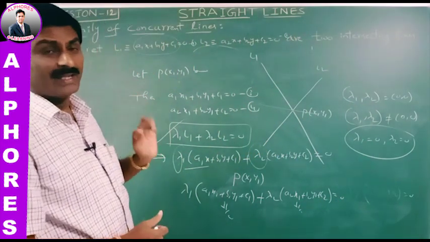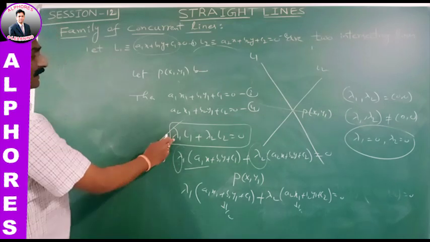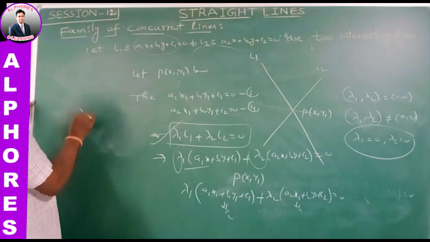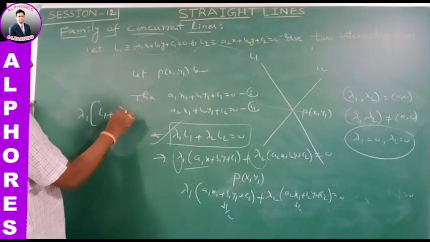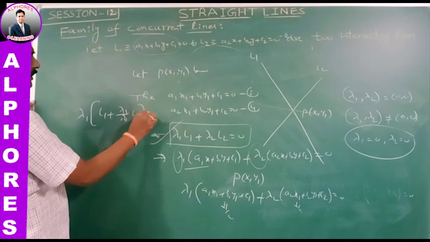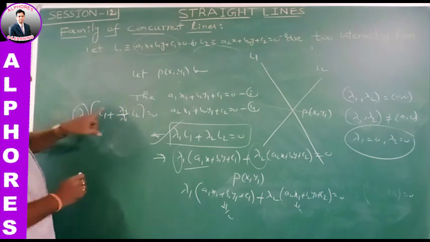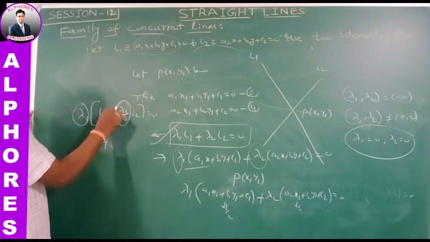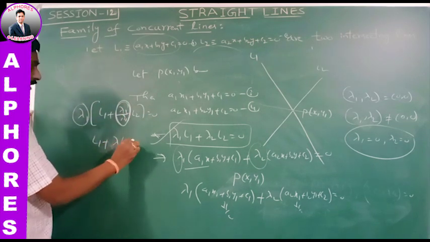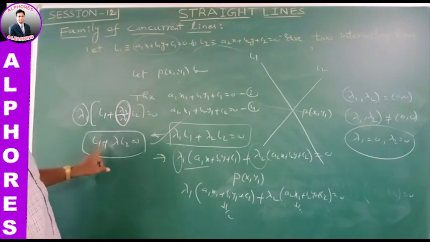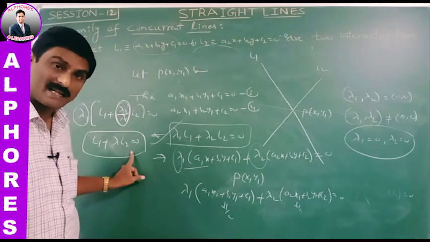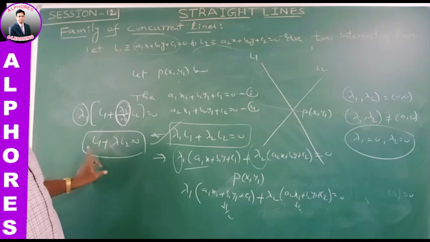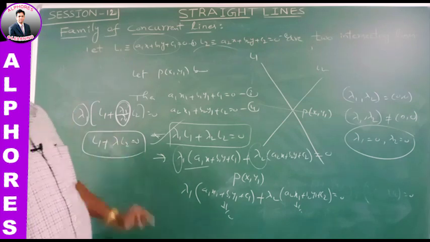Please observe this value. At the same time, this equation can be reduced in this way: lambda 1 of L1 plus lambda 2 by lambda 1 into L2 is equal to 0. Move this value to RHS, 0 by lambda 1 is equal to 0. That means L1 plus, taking this as a single parameter lambda, L2 is equal to 0. The equation L1 plus lambda L2 is equal to 0 always represents a family of concurrent lines passing through the point of intersection of L1 and L2. Very important.